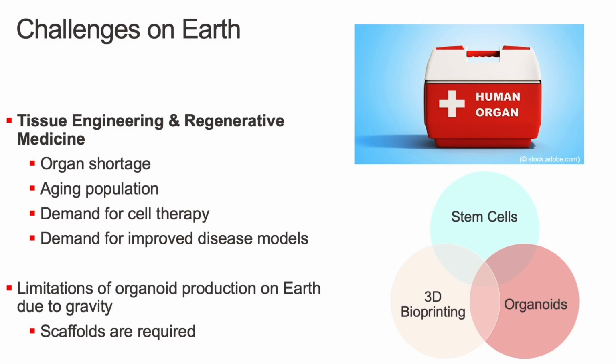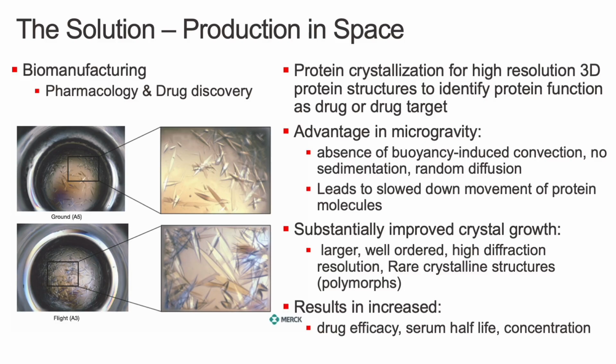Organoid production is a rapidly growing field and could be the solution for these challenges. However, there are limitations of organoid productions on Earth. Due to the gravity environment, three-dimensional growth of organoids is impaired and scaffolds are required as supportive structures. Production in space allows to circumvent those problems. With respect to pharmacology and drug discovery, protein crystallization is an important step to identify protein functions as drug or drug target.